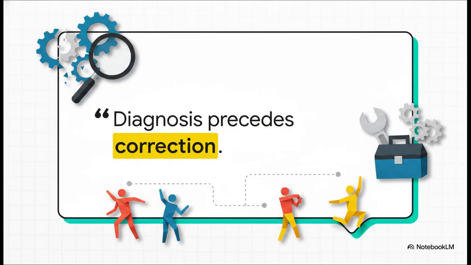And that brings us to what I consider the absolute golden rule of this entire explainer. Diagnosis precedes correction. Before you even think about adding more repetitions or telling a student to just try harder, we have to increase clarity. You literally have to know what's broken before you can even begin to prescribe fixes.